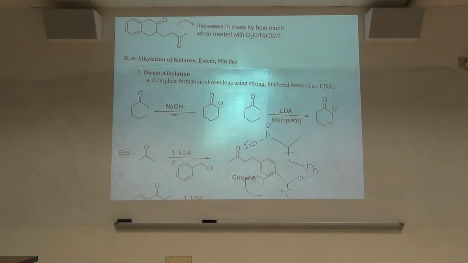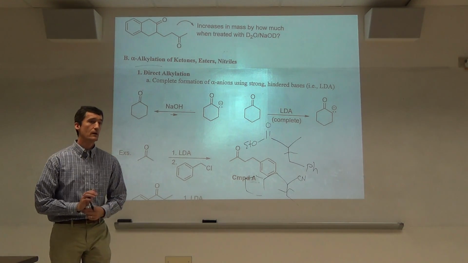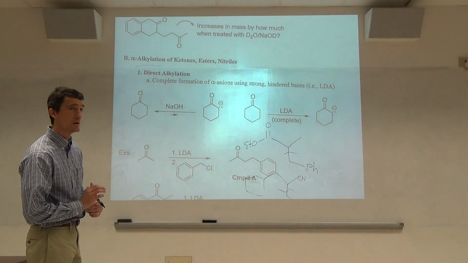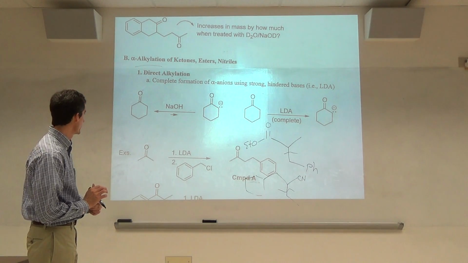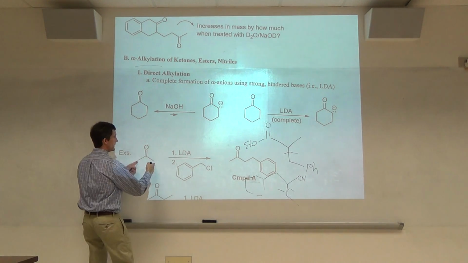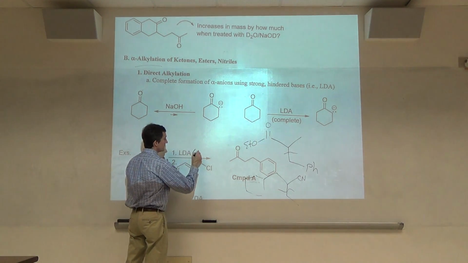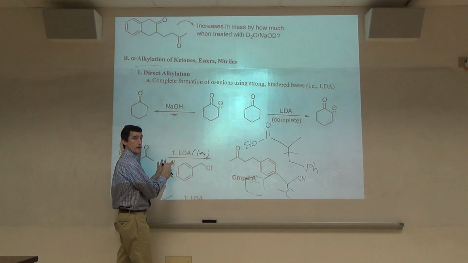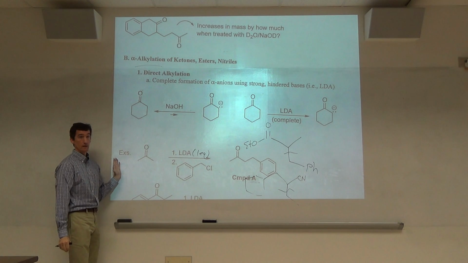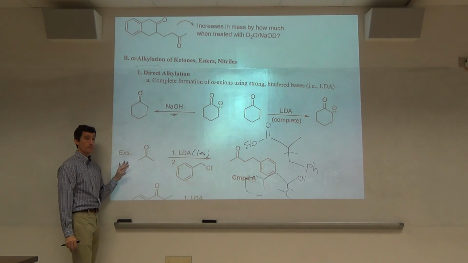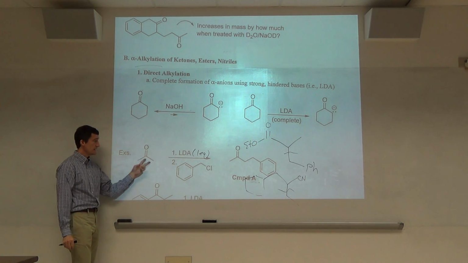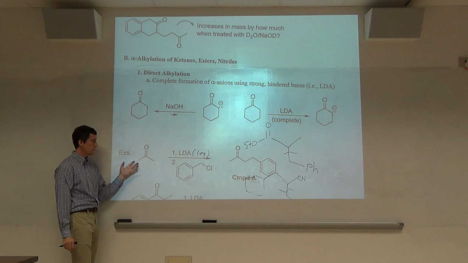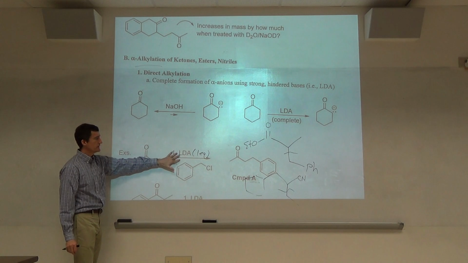On the first example there, why wouldn't LDA strip both sides of that? Yeah, why would you end up with a product that has it on both sides? It didn't specify. We're not using excess. But if it was excess, it would. If it was excess, yeah. Okay. I don't know how many anions you could form. It's hard to form a dianion, trianion. Usually we're talking one equivalent here. Okay.